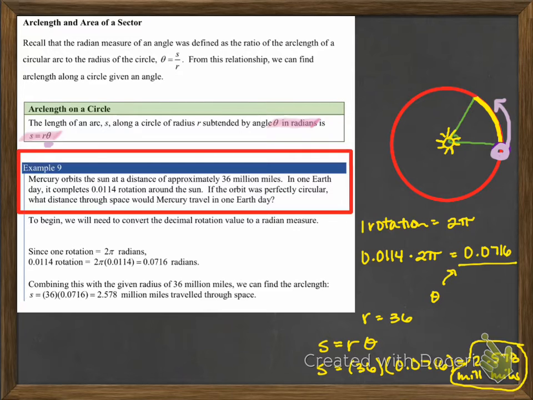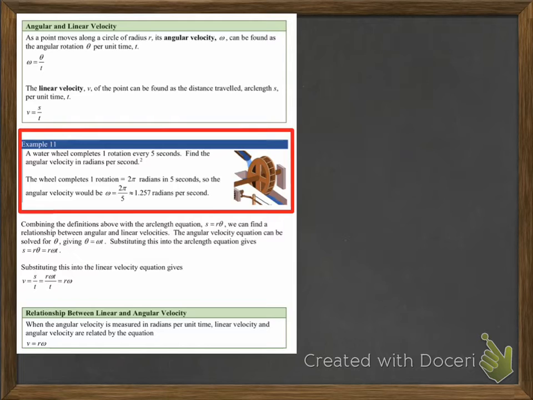Another thing to note, once again, theta has to be in radians. So if we're given rotations, like we were in this example, we have to multiply by 2 pi to convert to radians. If we're given degrees, we have to convert the degrees to radians first in order to solve this problem. All right, so go ahead and do the try it now problem after example 9. Once you are done with try it now problem number 5, go ahead and read through the area of the sector and complete the try it now problem number 6.